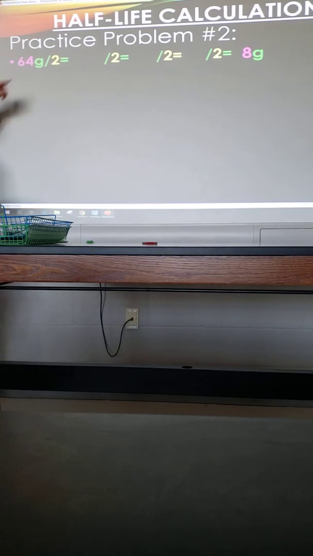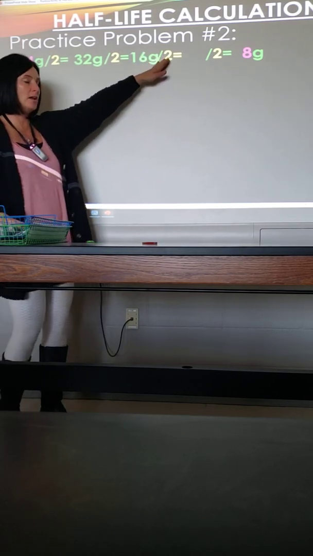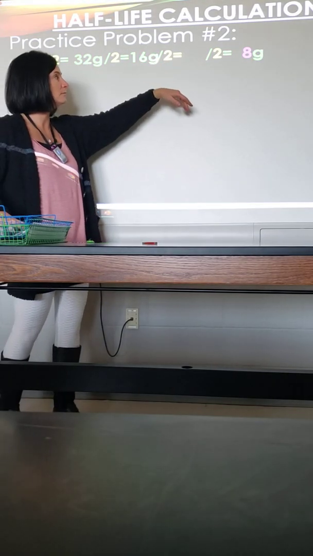All right, so from here, we're going to do the division. So 64 divided by 2 gives us 32. And then we have to divide it or cut it in half again. 16. And then cut it in half again. 8.